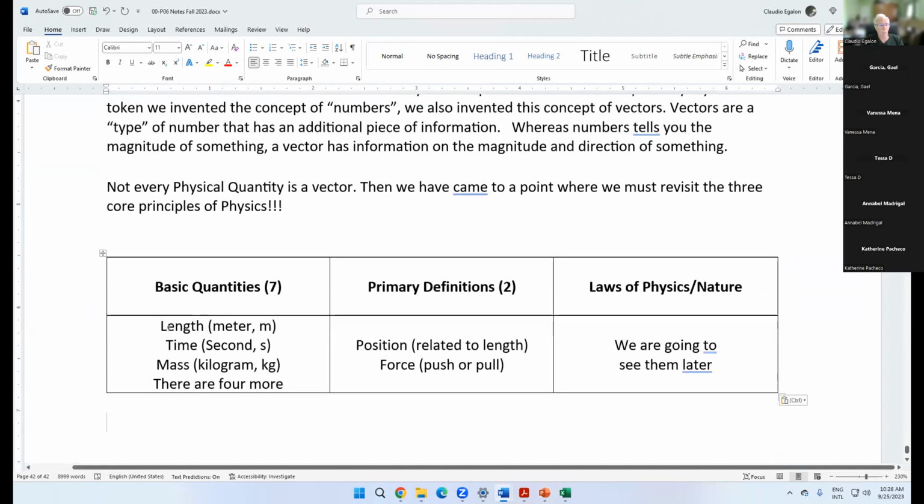Here you go. Remember the three core principles of physics? Come to a point. And there is a very important distinction between basic quantities and primary definitions, okay?